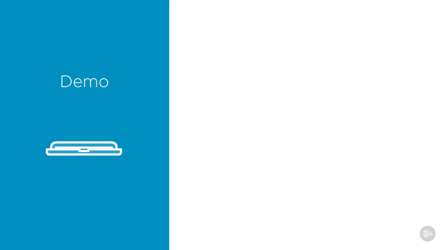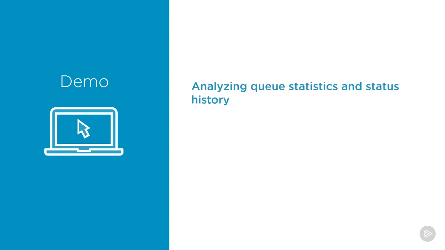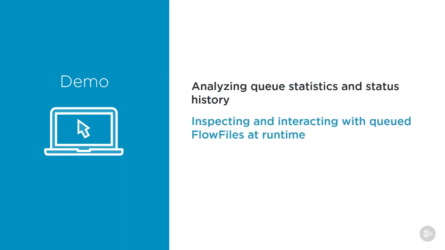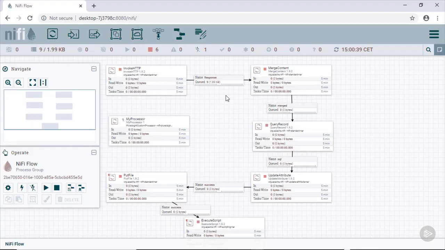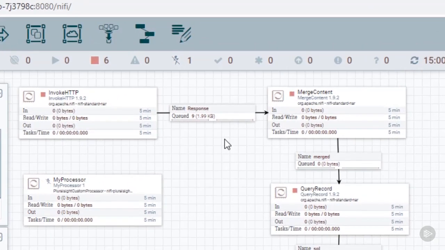In this demo, let's see what the interactive queue management looks like in practice, by first analyzing the provided queue statistics, including its history. Then we will utilize the ability to observe and interact with the details of each queue at runtime. There we will also see how to download the flow file's content. And finally, we will see how to empty a queue, which is quite an important feature for development and testing purposes.